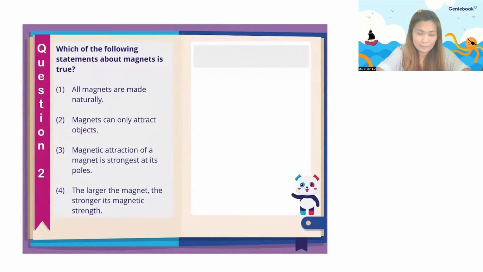All right, so let's look at bubble question number 2. Yes, I can see the panda at the end. Oh my God, the panda.